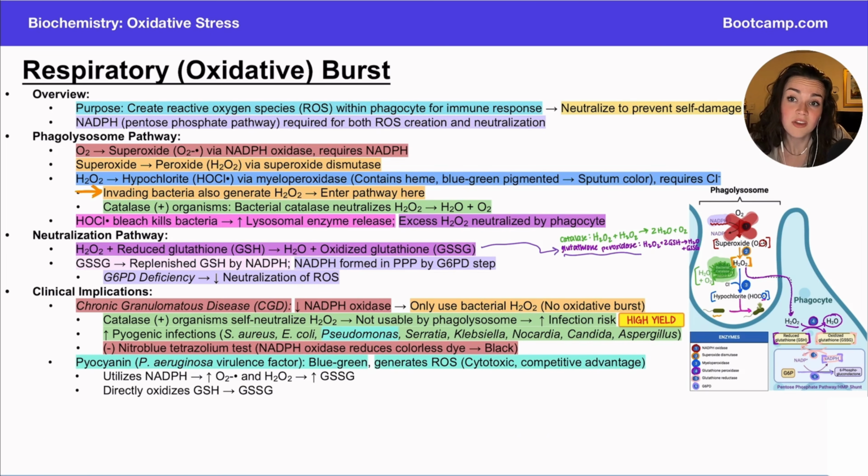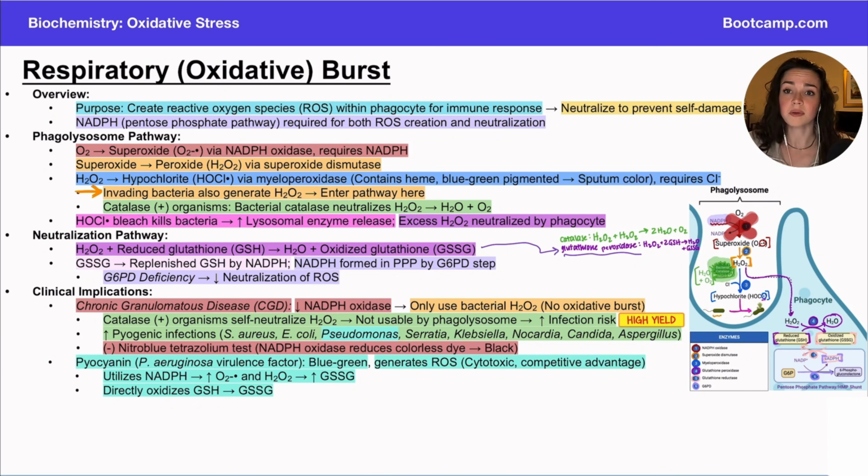That's going to force the phagocyte to work really hard and have to waste a lot of its reduced glutathione just trying to keep up with all these reactive oxygen species that the Pseudomonas is throwing at it. However, not only are we chewing up all of this reduced glutathione just because we're producing a ton of reactive oxygen species, the pyocyanin is also going to directly oxidize the reduced glutathione into oxidized glutathione. And that oxidized glutathione can't do anything. We need it to be the reduced form in order for it to detoxify reactive oxygen species.